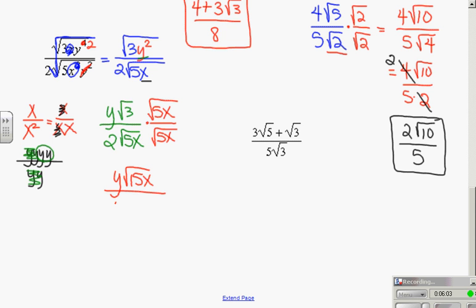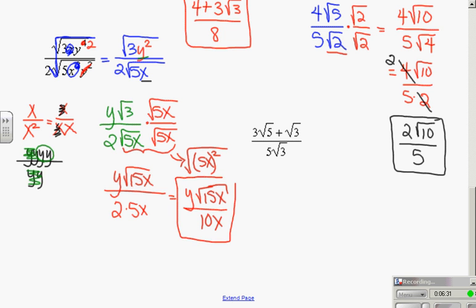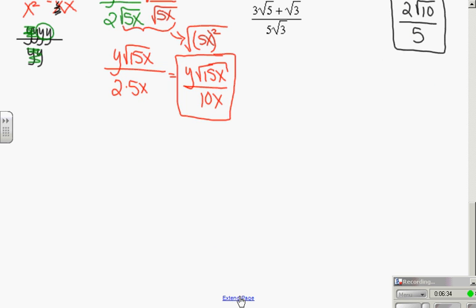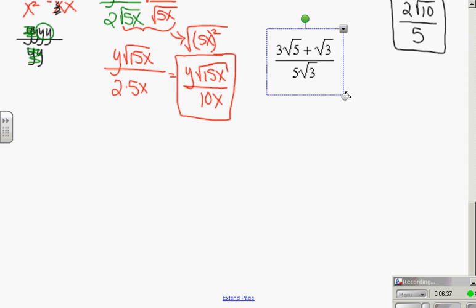So what happens here in the numerator, I have y square root of 15x all over 2 times 5x, because radical 5x times radical 5x is really 5x squared, square root, and the squaring and the square root cancel. And so I have y square root 15x all over 10x. Again, it's tempting to want to cancel those x's, but the numerator one is under the radical, and so you cannot cancel.